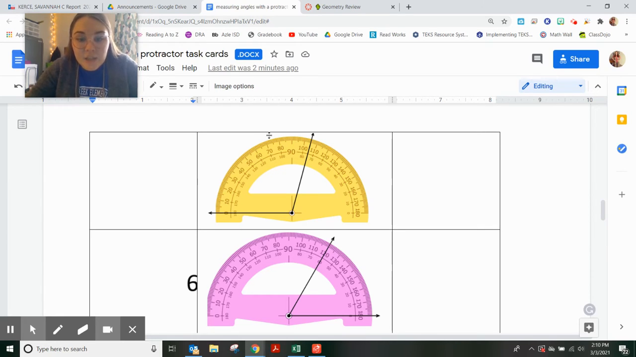Okay, I see this one is an obtuse angle. It's bigger than 90 degrees, so I'm going to use the bigger numbers. And I see this is 101, 102, 103, 104, 105 degrees. Did you get 105 degrees?